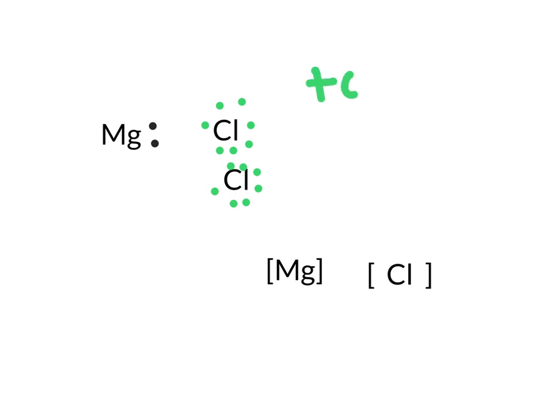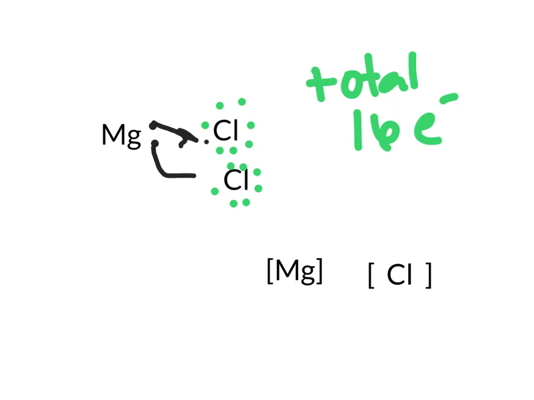So I have a total of 16 valence electrons. This is an ionic compound, so I know that those electrons are transferred. So when I transfer electrons, I'm going to give one of the magnesium ones to the one chlorine. I'm going to give the other magnesium one to the other chlorine. So as I draw this, I have to show those electrons being given.